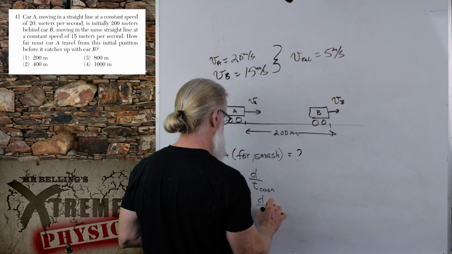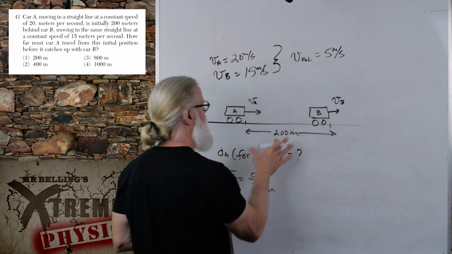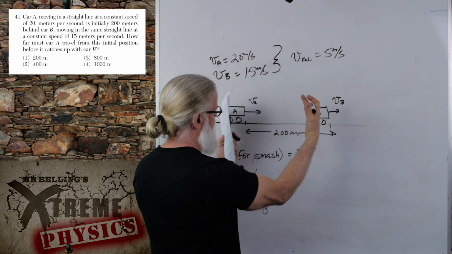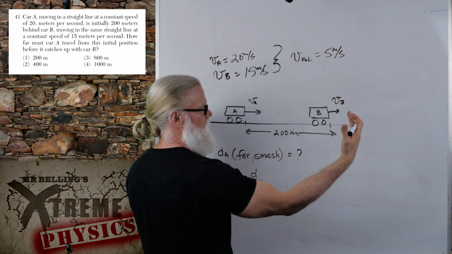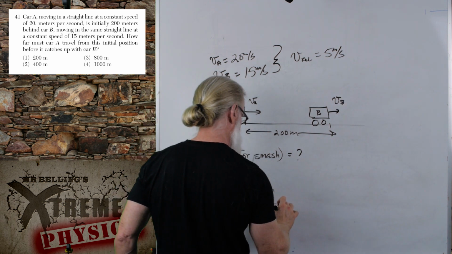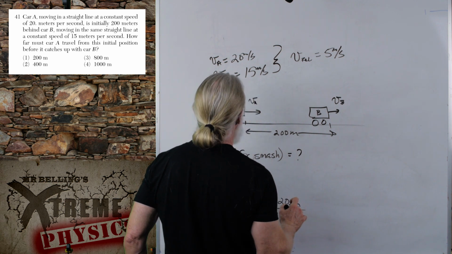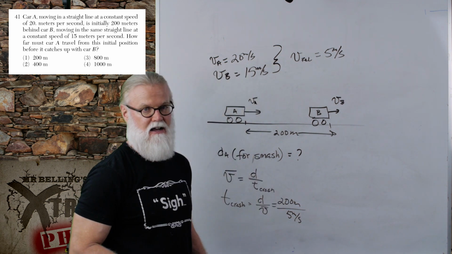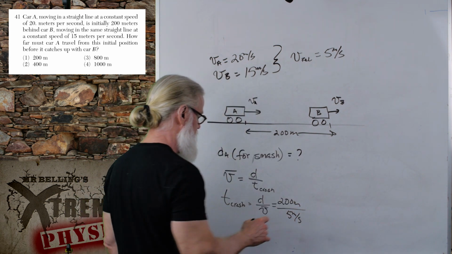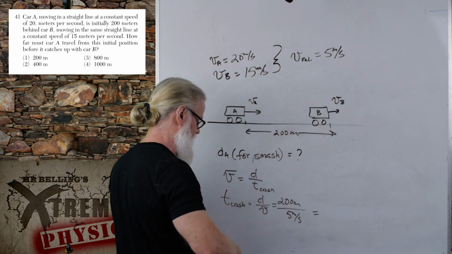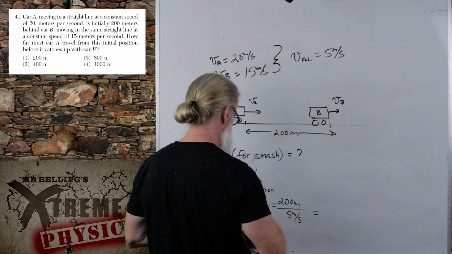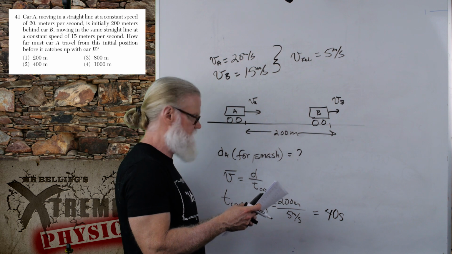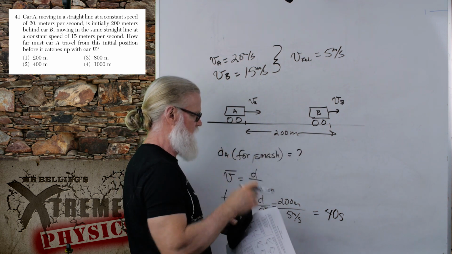The time to crash is the distance that they need to cover, which is 200 meters. In its world, A just sees that it's 200 meters away from this car, and that's how far it's going to have to travel. 200 meters divided by 5 meters per second, that's how fast it's going relative to that car, and it's got to make up that 200 meters. What's 200 divided by 5? 40 seconds.